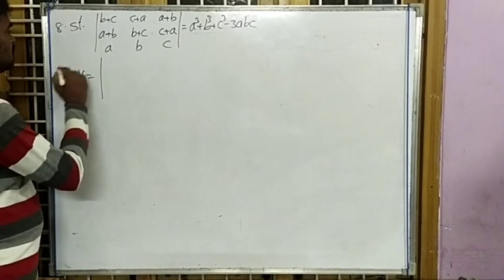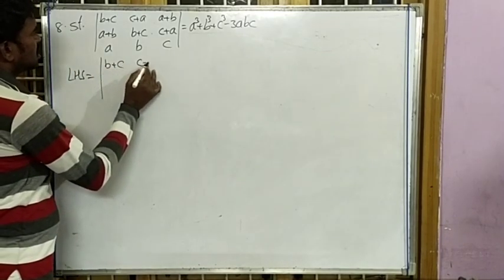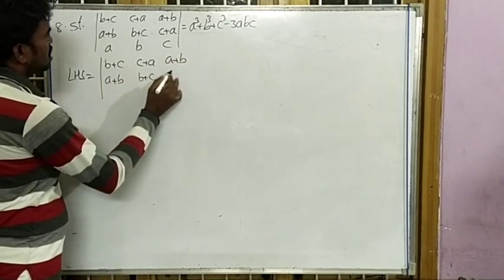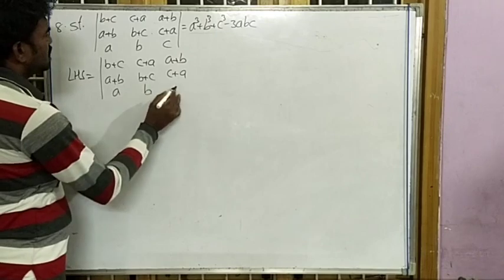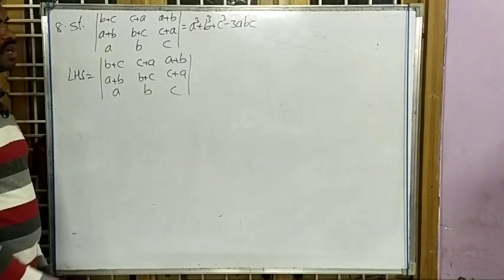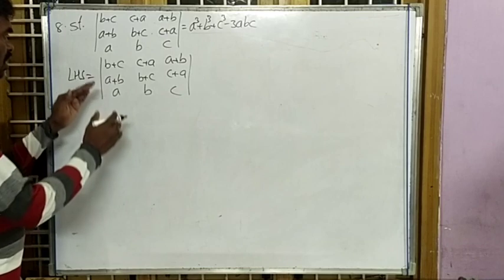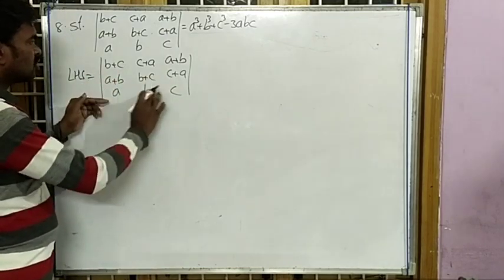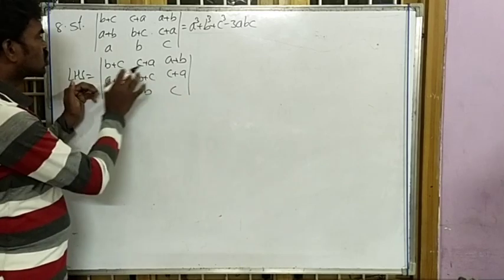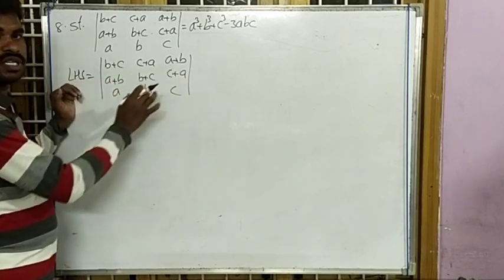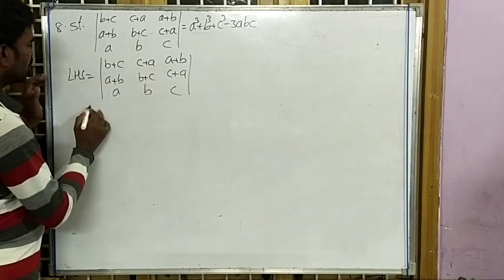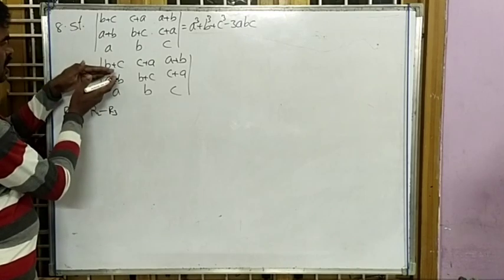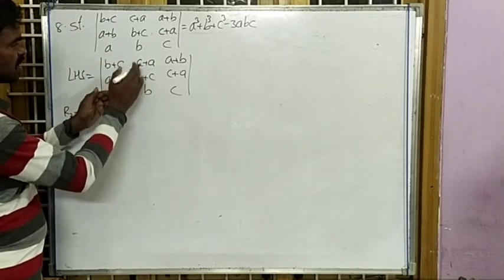Yeah, next 8th question, show that the determinant b plus c, c plus a, a plus b, and so on, is equal to a cube plus b cube plus c cube minus 3abc. I have taken LHS and now would like to minimize the terms. See, in the second row elements and in the third row elements I am observing. In the second row elements, two elements are there. In the third row, single elements are there. So if you do second row minus third row and write in the second row, what you will get, a plus b minus a becomes b, b plus c minus b becomes c.